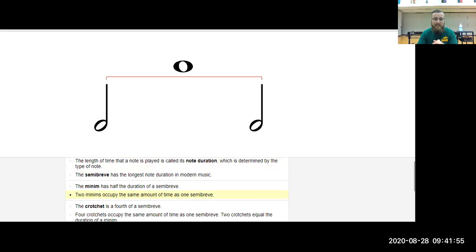I'm just going to start using the terms that we speak in. 2 half notes equals the same amount of time as 1 whole note. So when you add those 2 together, it makes a whole note. Makes sense to me. So we said the whole note is worth 4 beats. So half of that would be 2 beats. And obviously 2 plus 2 equals 4. So there you go. All right, let's keep going.